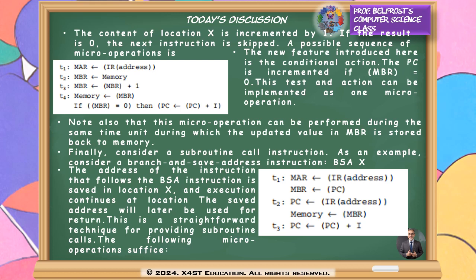And finally, consider a routine call instruction. As an example, consider the branch and save address instruction, BSA X. So here's the picture, the flow diagram. The address of the instruction that follows the BSA instruction is saved in location X, and execution continues at location X+1. The saved address will later be used for return. This is a straightforward technique for providing subroutine calls, and the following micro-operations suffice, as shown before.